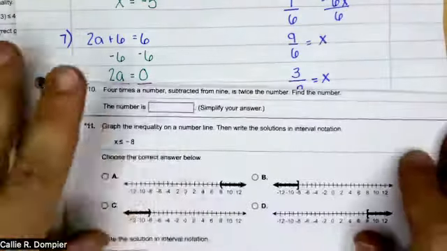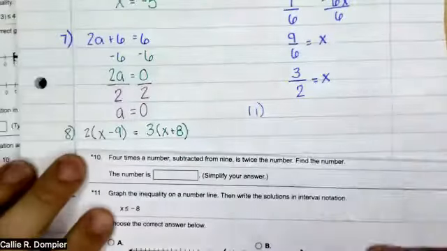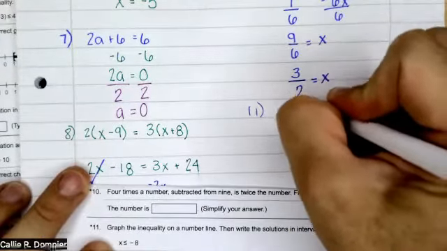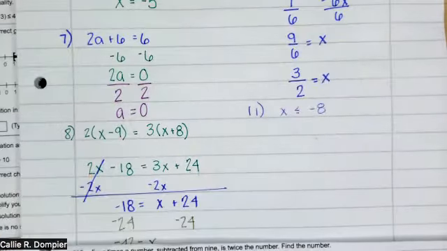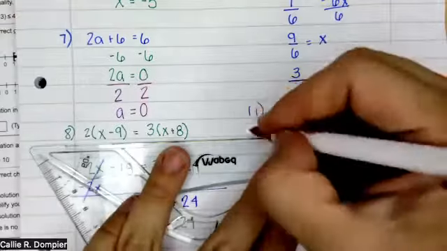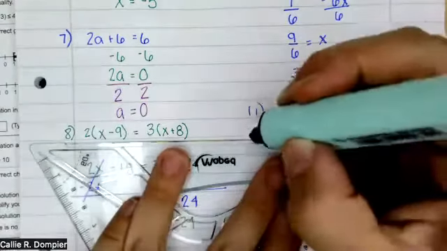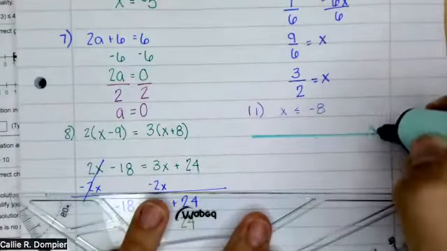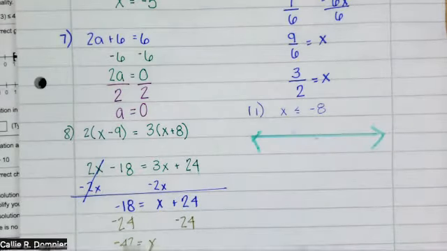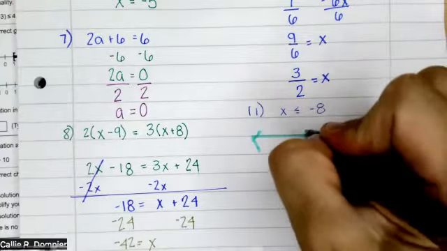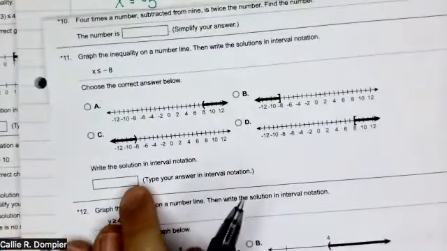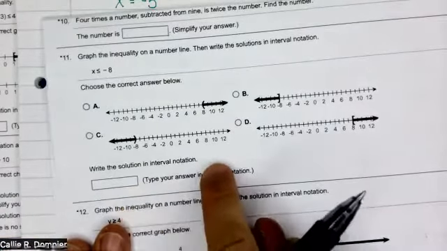So 11, we have x is less than or equal to -8. Good. All right. They just want it on the number line, and then in interval notation. So these, I do admit, are not multiple choice because the graph will be multiple choice, but the interval notation will not be multiple choice. It'll look just like this on the exam.